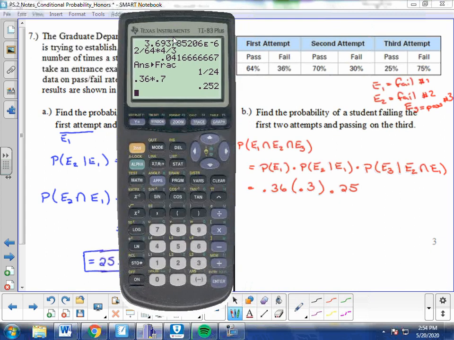So we can figure out the probability of all the students that they admitted failing the first, failing the second, and then passing the third by multiplying these numbers together. 0.36 times 0.3 times 0.25. Sorry, not plus, times 0.25. And so the probability of this occurring is about 2.7%.